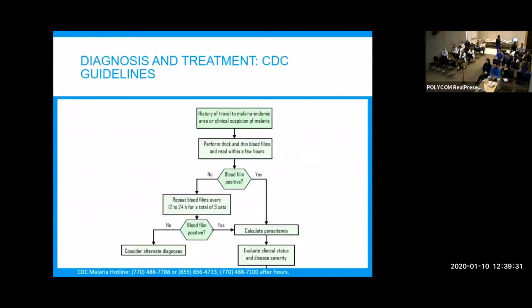Diagnosis and treatment, again, are from the CDC guidelines, which is a combined recommendation from WHO and the CDC. You obviously take the history. If you still think that it's malaria, you do the thick and thin smears. Again, you need to repeat them if the first one is negative. If it's positive, you obviously check the parasitemia and treat accordingly. If negative, you repeat it every 12 to 24 hours, at least 3 times. And then if it's still negative, you move on to your other differential diagnosis.